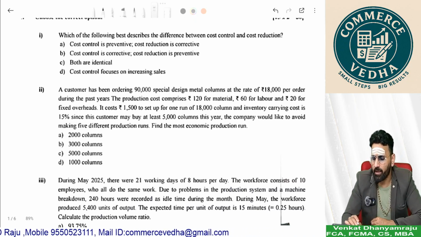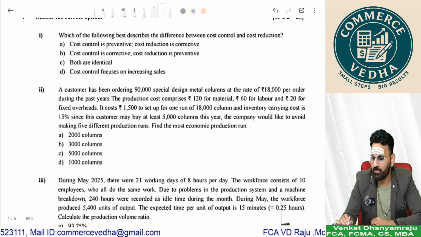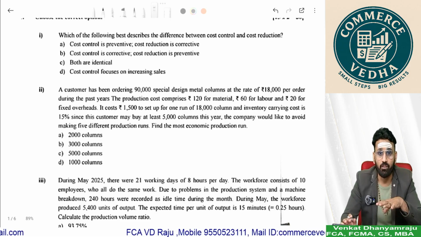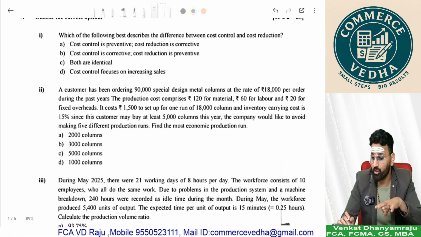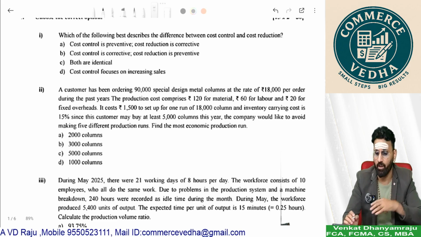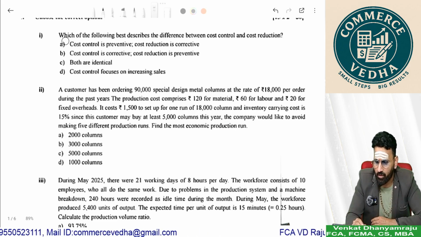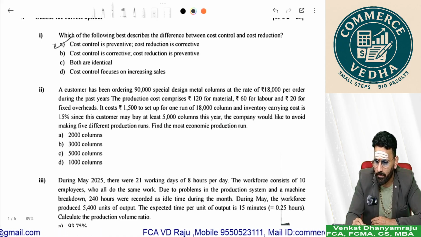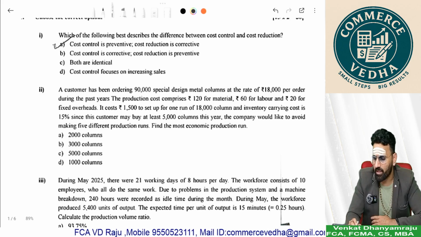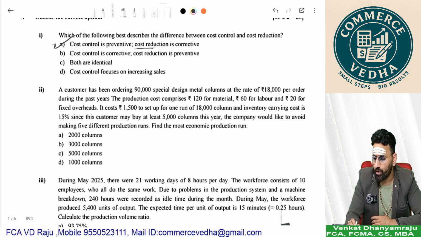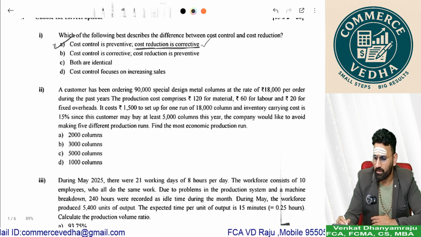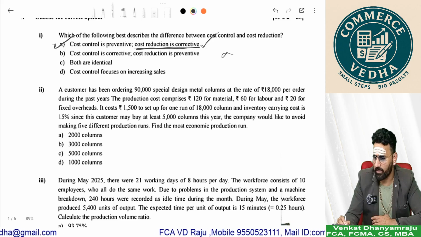Which of the following best describes the difference between cost control and cost reduction? All we know, cost reduction is corrective and cost control is actually preventive. So directly the first point is cost control is preventive, whereas cost reduction is corrective. Cost reduction is a plan to reduce the cost without reducing the quality. So this is the best answer. So the answer is A.